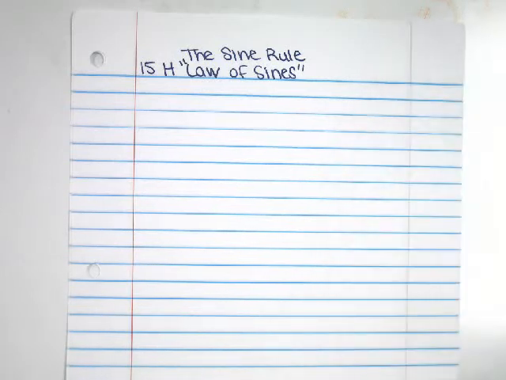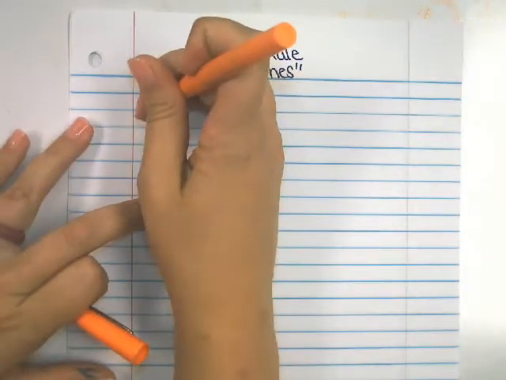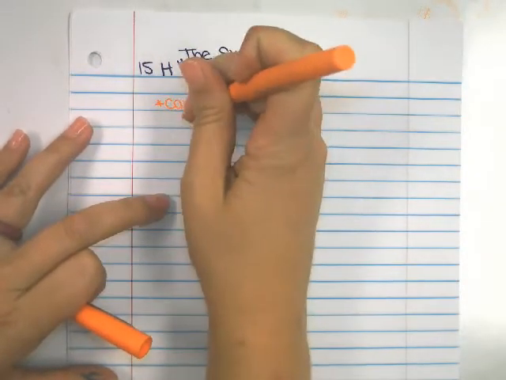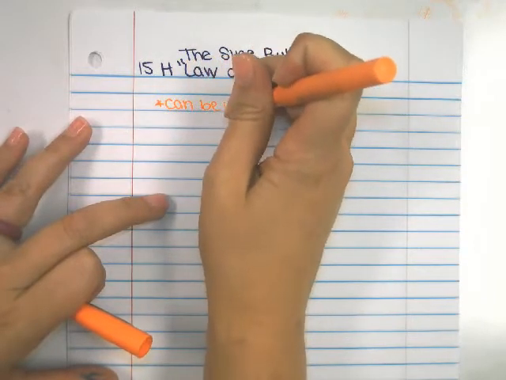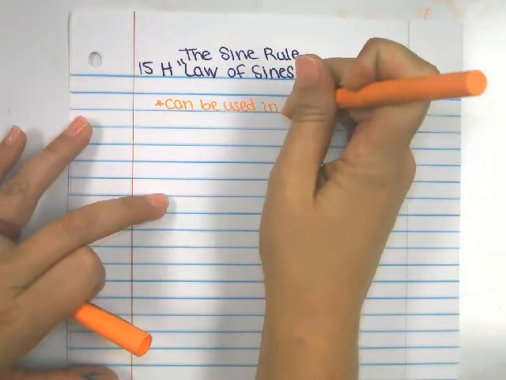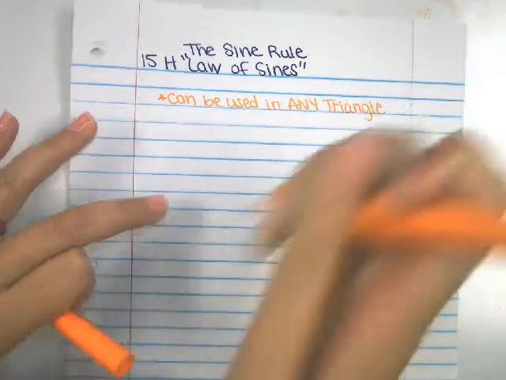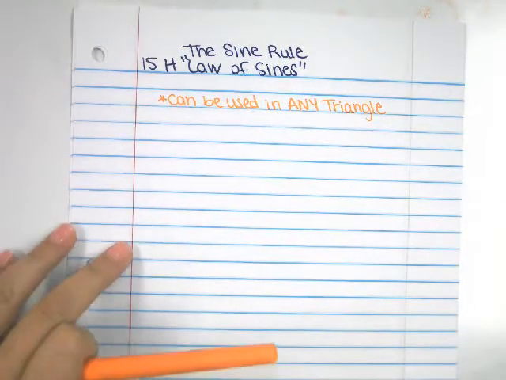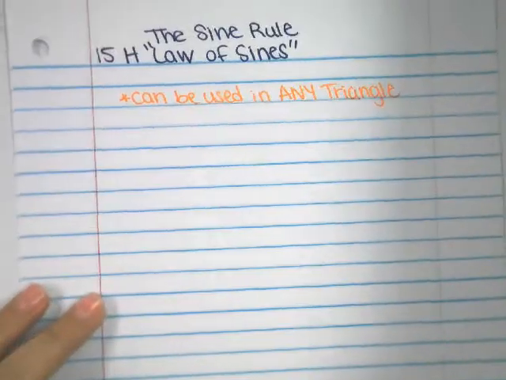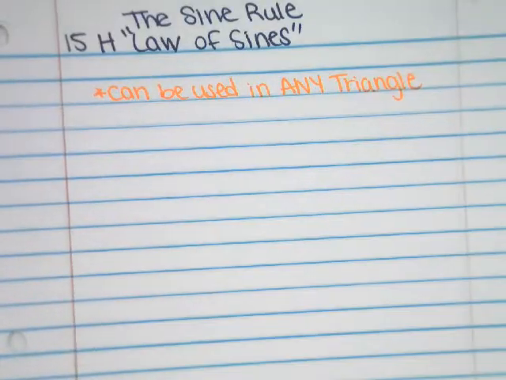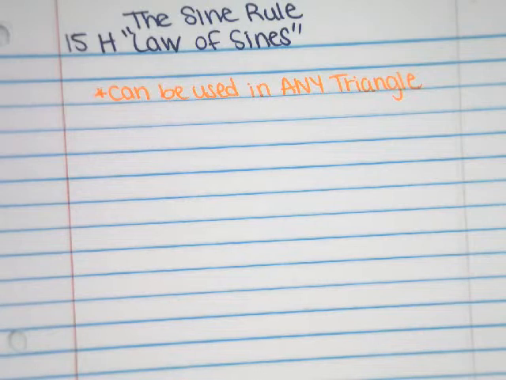Our last formula that goes along with finding sides and angles of triangles is our law of sines. Law of sines is like law of cosines, where it can be used in any triangle, acute, obtuse, or right. So you might want to make a note of that. So it can be used in any triangle. And let's go ahead and look at our IB formula booklet and see what it looks like in there.